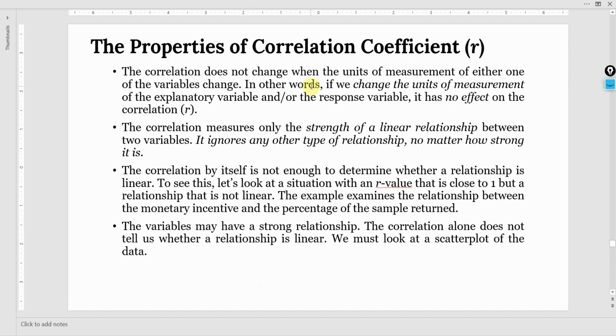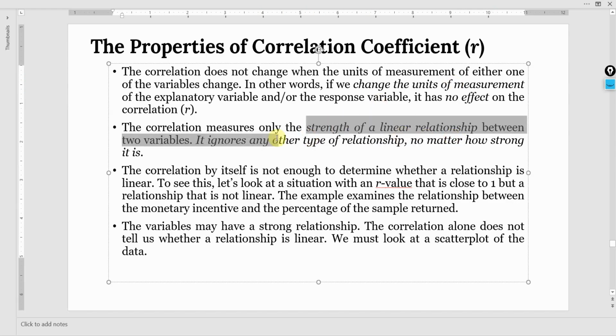Now, there are different properties of the correlation coefficient. The correlation coefficient does not change with the change in the unit of measurement. In other words, if we change the unit of measurement for an explanatory variable, that is your predictor, the outcome variable will have no effect. That is, there is no effect on the R, that is your correlation coefficient. The correlation measures only the strength of linear relationships between two variables. It ignores any other type of relationship, no matter how strong it is.